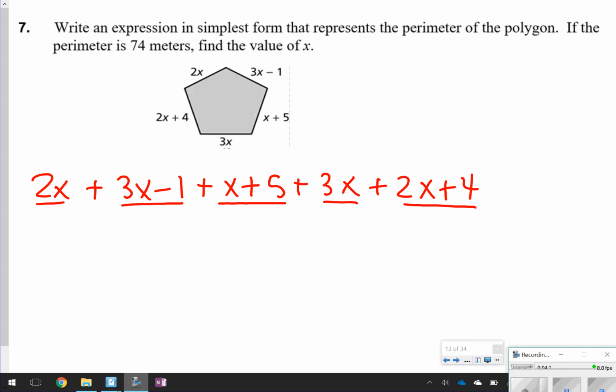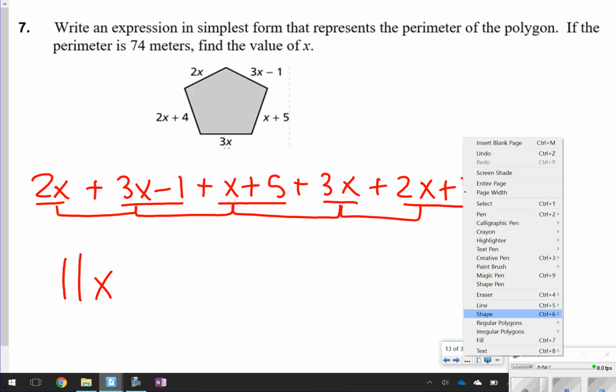The next thing you need to do is combine like terms. 2x plus 3x, that's 5x, plus another x is 6x. 6x plus 3x is 9x, plus another 2x is 11x. And then I need to combine all the constants.